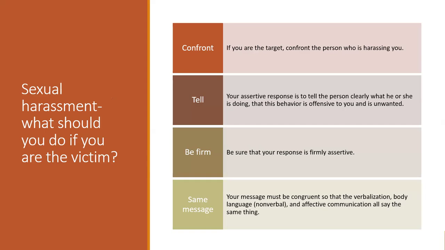Sexual harassment. The first thing that we want to do, if we are the target of it, is confront that person who's harassing us and tell them no. Be assertive, straight to the point, and honest that whatever behavior is offensive and unwanted. Make sure that we're being firm, and that what we're saying and our verbal and nonverbal communications all say the same thing. If we're saying no but then we're smiling and laughing, that's sending a different message. So we want to make sure that our verbal and our nonverbal are sending the same message.